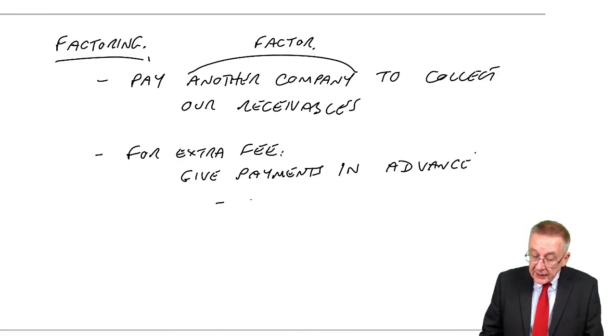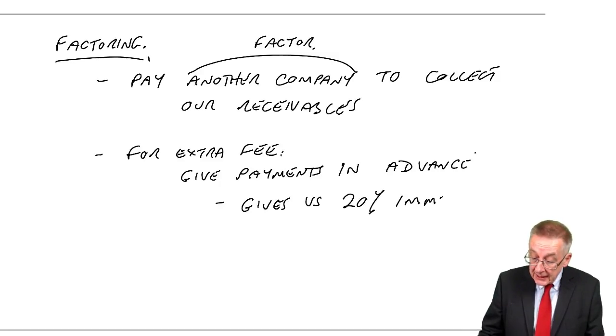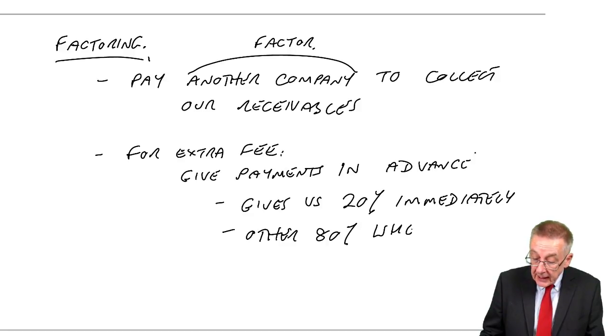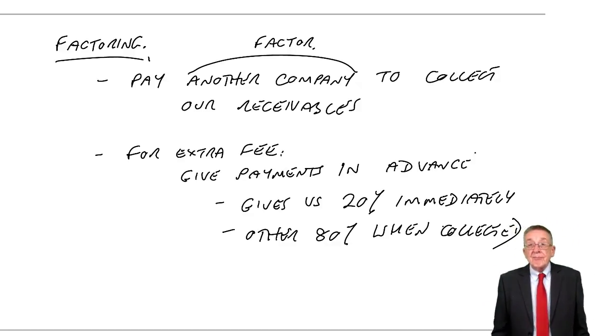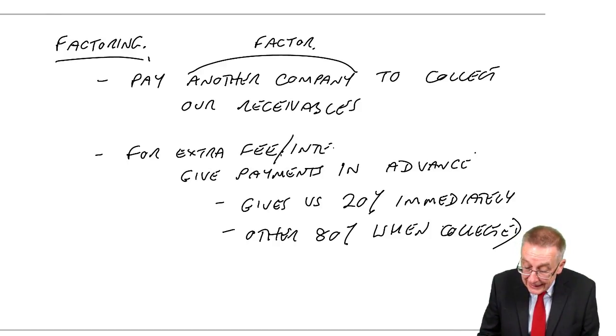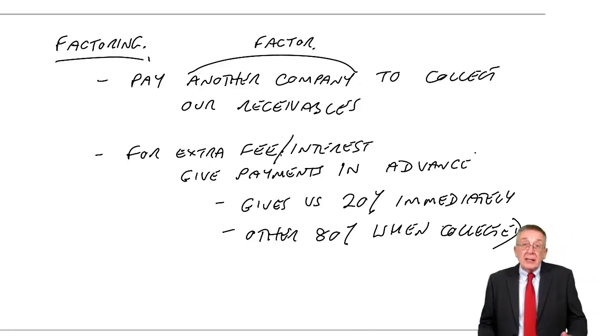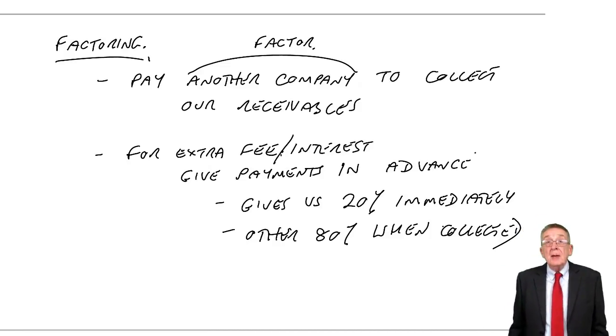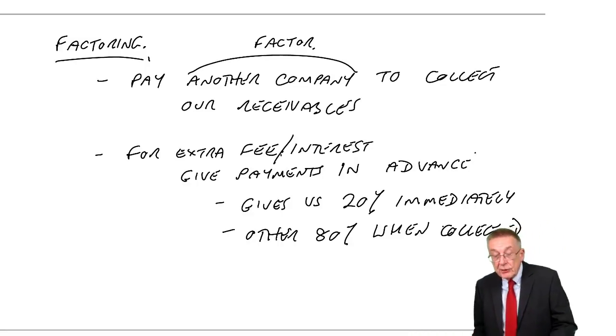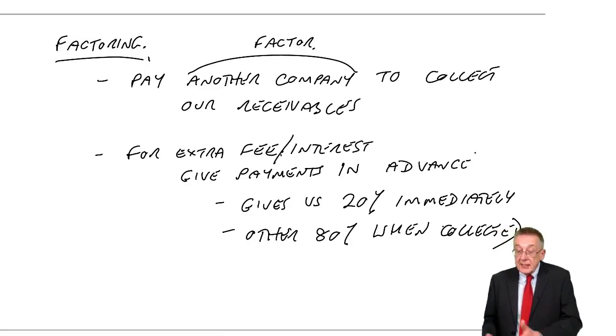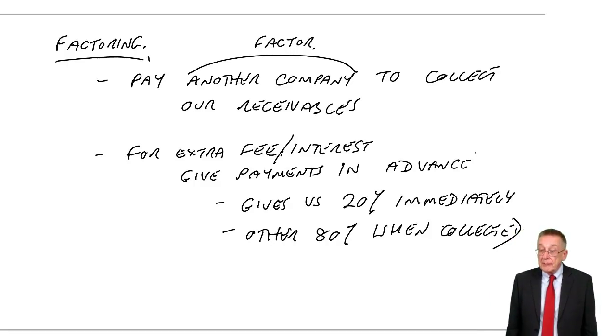But maybe the factor gives us 20% of the money immediately, and the other 80% when it's collected from the customer. So effectively, they are lending us money and they'll charge for it. The extra fee is interest. But again, we'll look at numbers on this later, but it could be worth paying effectively interest to the factor in order to get some of the money in a lot faster than we otherwise would.